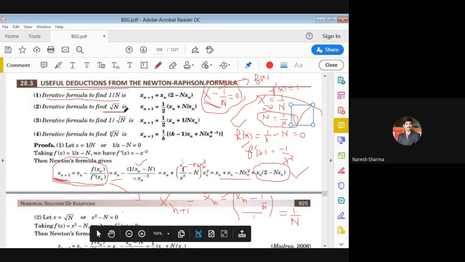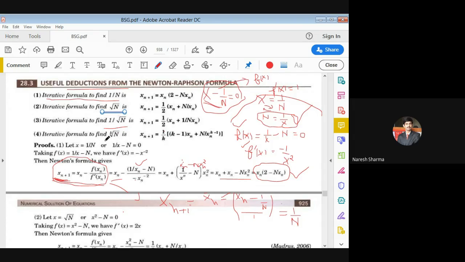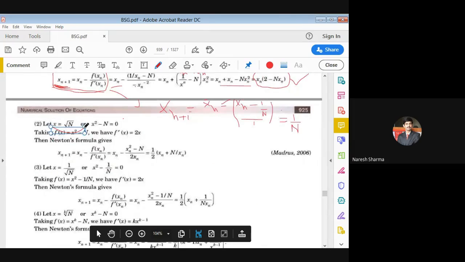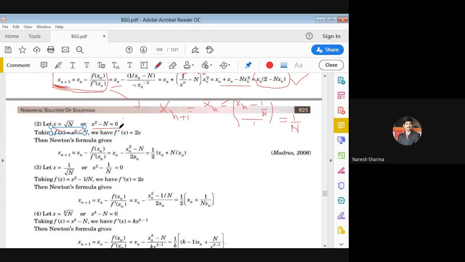So similarly we have more formulas here, that is under root n, 1 by under root n, and kth root of n. So in all these you just assume x is equal to under root n, square both sides, shift n to the left hand side, we get x square minus n equal to 0. Kindly mute yourself, some sounds are coming. So f of x is equal to x square minus n. We may assume this left side as f of x, and its derivative is 2x.